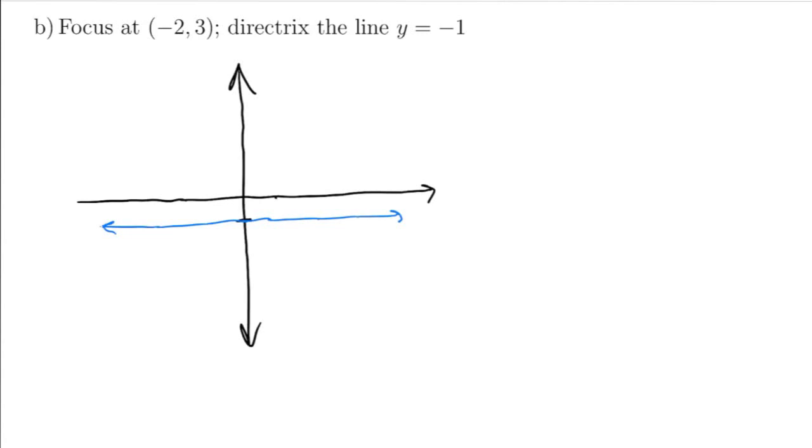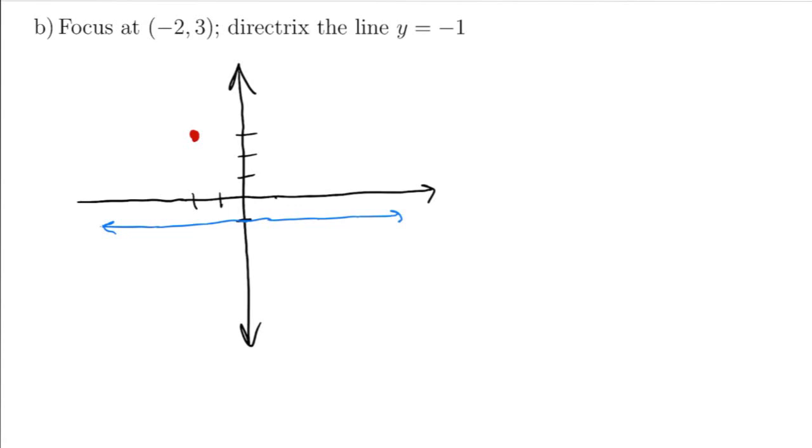That's my directrix. And the focus is at -2, 3. So -2 in this direction and 3 in this direction, and I think I've been using red for the focus, so I'll use red again. So now I need to think about how can I find the vertex, right? And this is when it's useful to notice that this value of a, that's the distance from the vertex to the focus, remember that's also the distance from the vertex to the directrix. So that means the distance from the focus to the directrix is 2a.